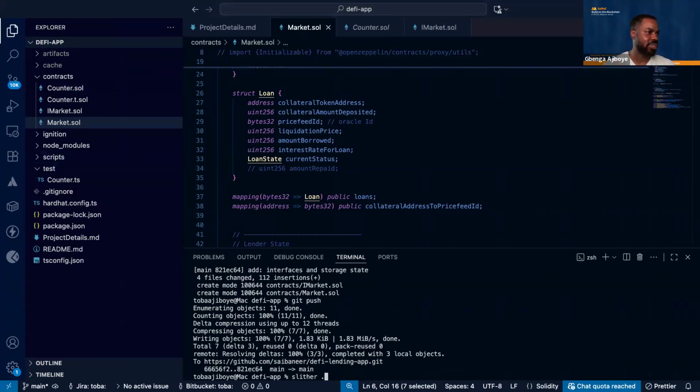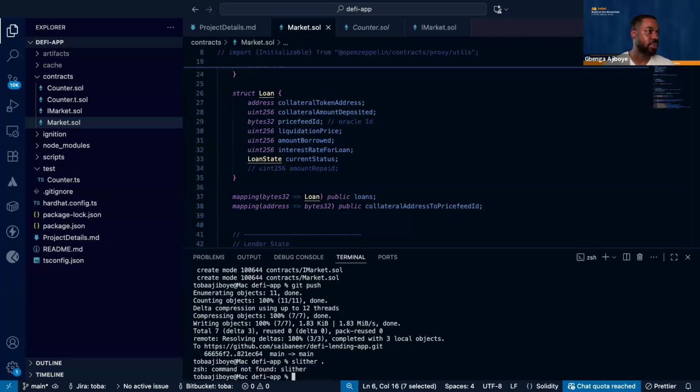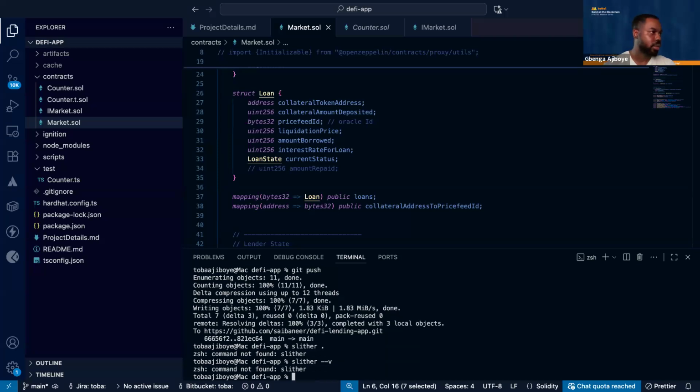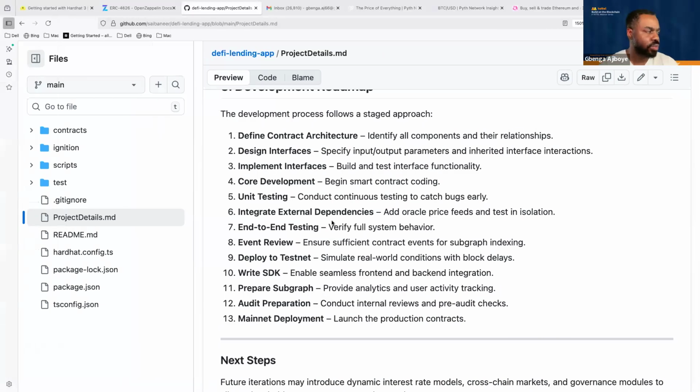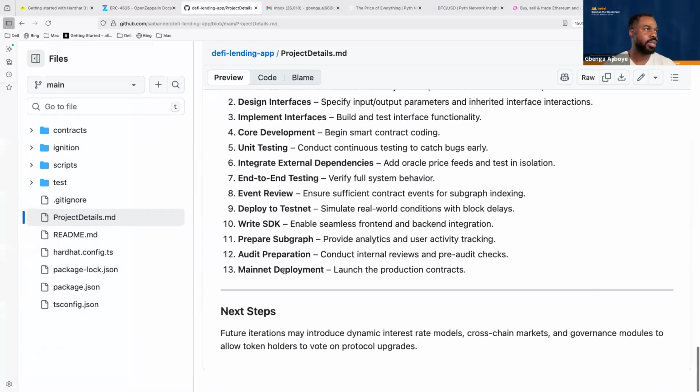For some weird reason, Slither is not running. Oh, I didn't run it. No, not found. I guess I have not installed it on the system. We'll see. Let me check. Nope, I haven't installed it. And then you deploy, and that brings this bit to an end.